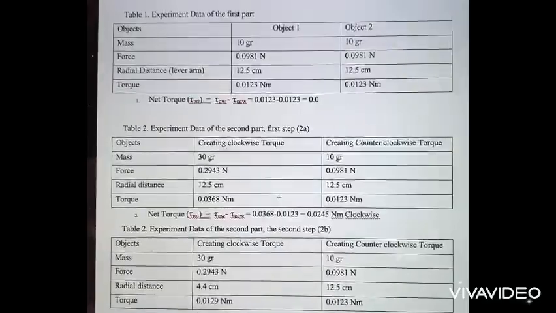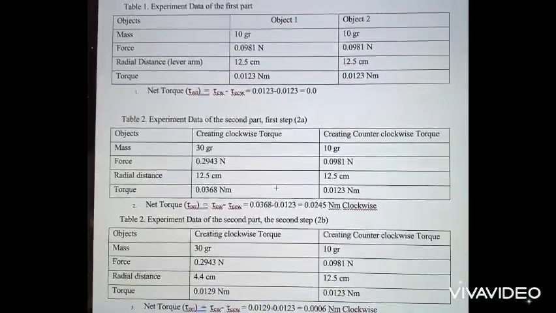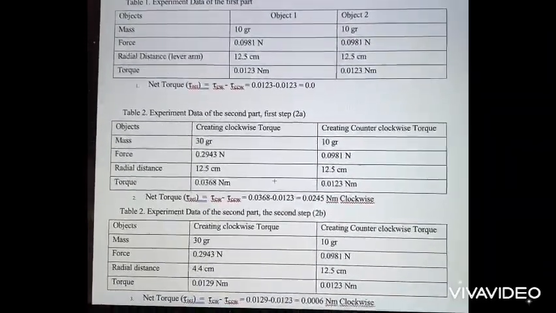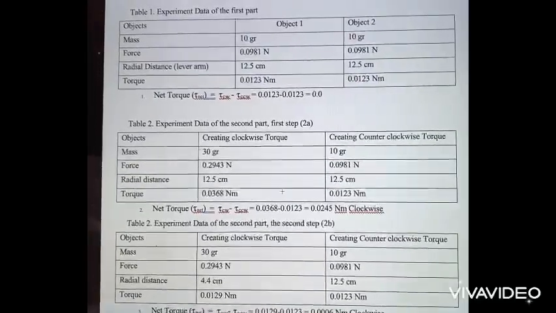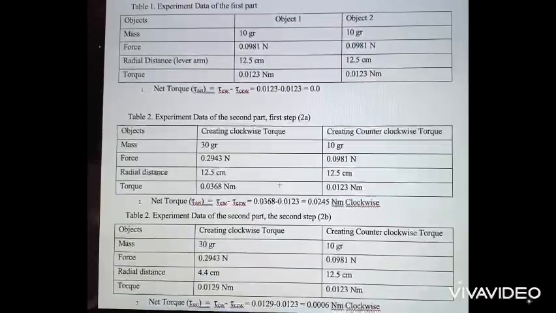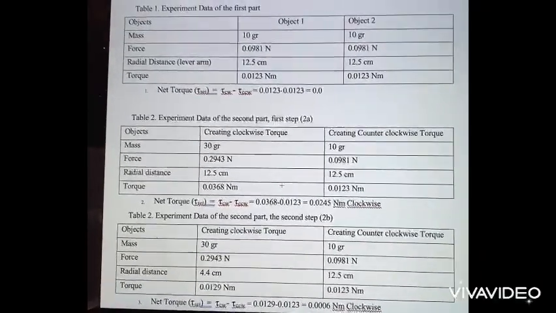In the first step of the second part, net torque was not equal to 0, so the system rotates in clockwise direction. However, in the second part of the experiment, the system was in rotational equilibrium, even though the net torque was not exactly 0. Yet, the magnitude of the net torque was 0.006. Therefore, it is very close to 0.